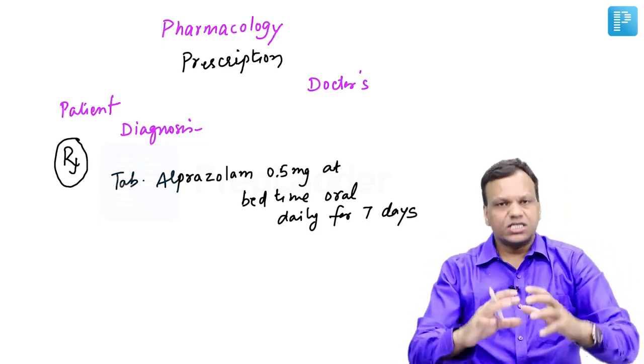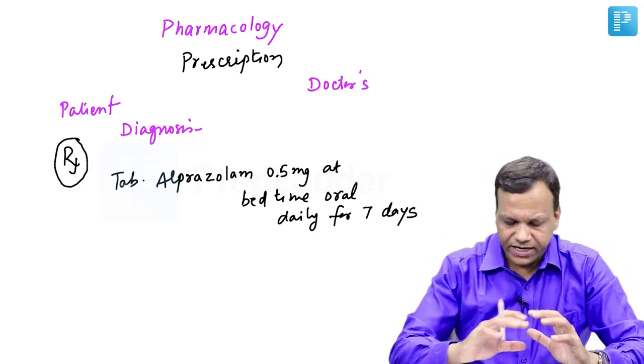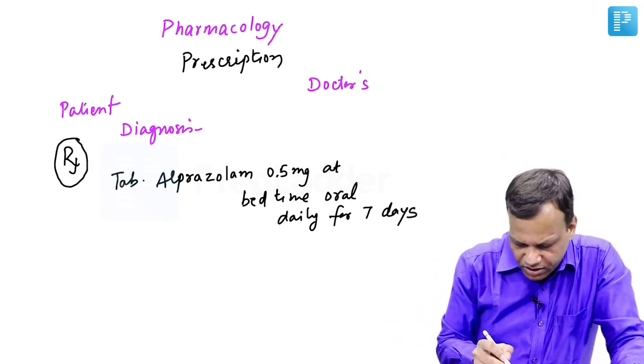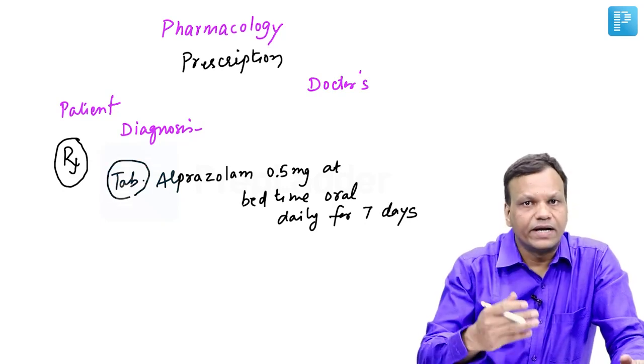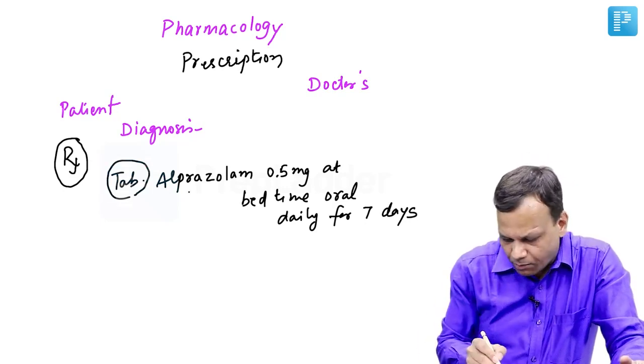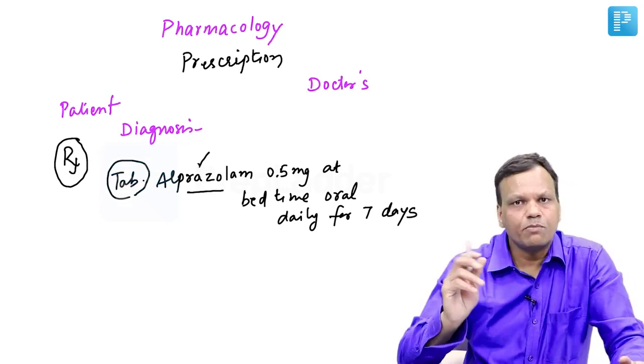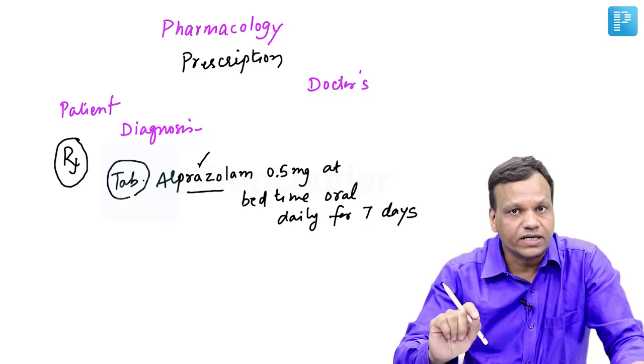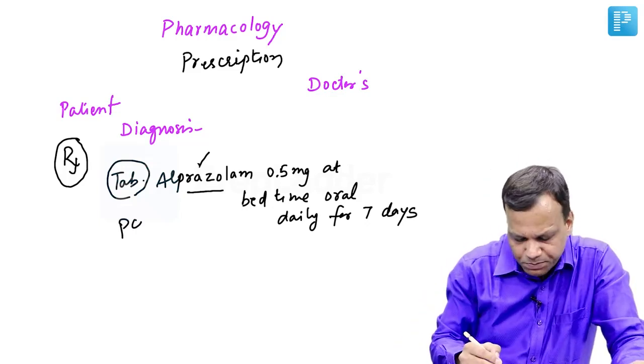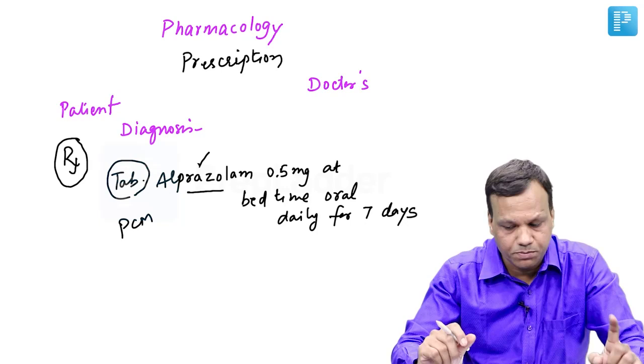So this part is known as inscription, and it contains all the detail about the drug, the formulation, tablet, capsule, injection, name of the drug. The important thing is, name of the drug should never be abbreviated. Never write paracetamol as PCM. So that is a wrong prescription.